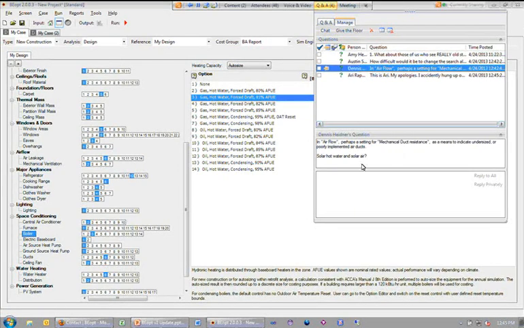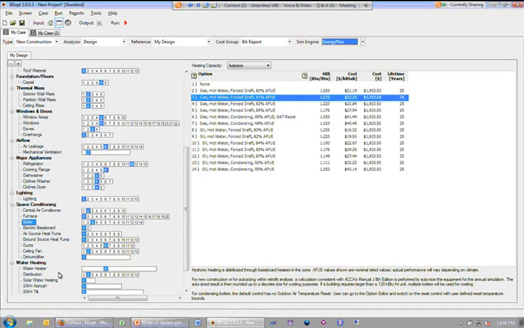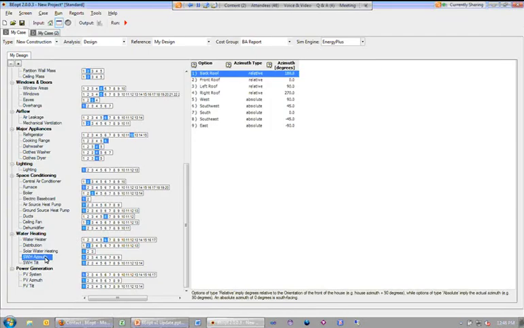So I'll maybe talk briefly about solar hot water, which is a technology that we have. At the moment, it only shows up when using Energy Plus because DO2 does not have the capability to model solar hot water systems. But if you switch to the Energy Plus simulation engine, there is a solar water heating category that shows up here. We've got a couple of closed loop systems, as well as the ability to define the azimuth and the tilt of those systems.